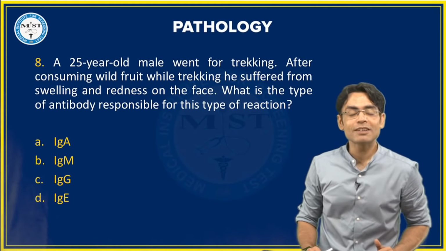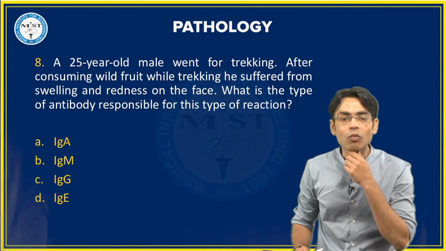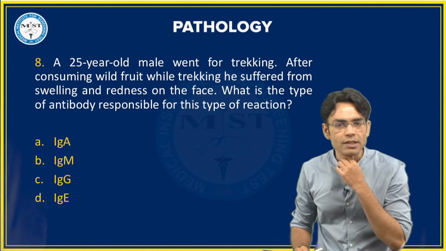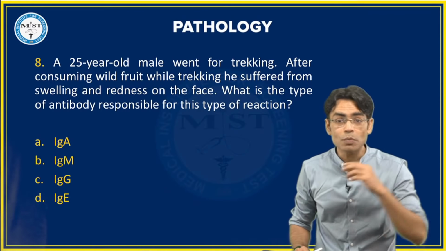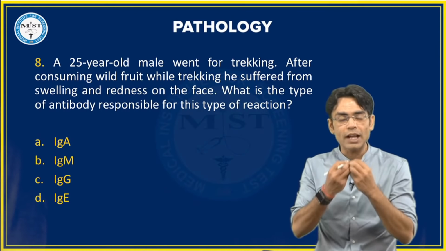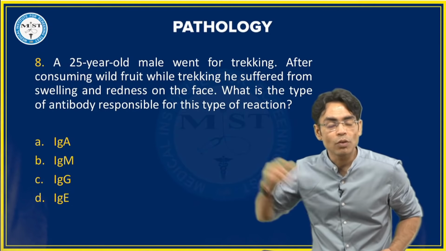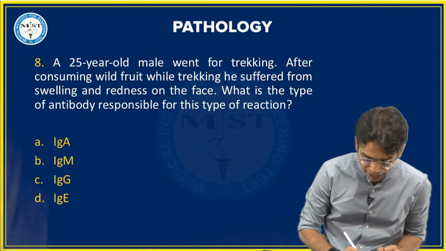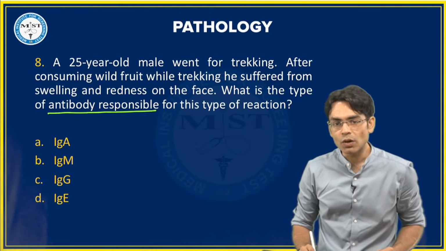Chaliye, 8th question. A 25-year-old male went for trekking. After consuming wild fruit while trekking, he suffered from swelling and redness on the face. What is the type of antibody responsible for this type of reaction? So बेटा suddenly हो गया, जैसे उसने कुछ खाया और उसको रैशेस हो गए all over the body, और फेस के ऊपर रेडनेस हो गया. एंटीबॉडी पूछा है बेटा. They have asked about the antibody responsible. IgA, M, G or E.